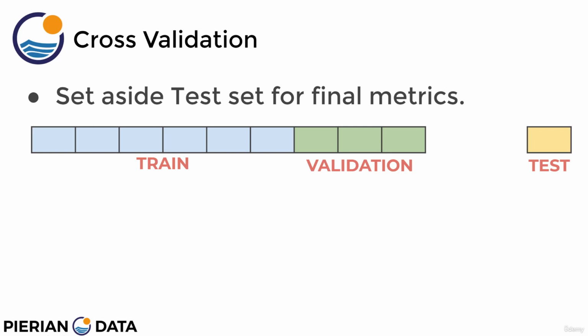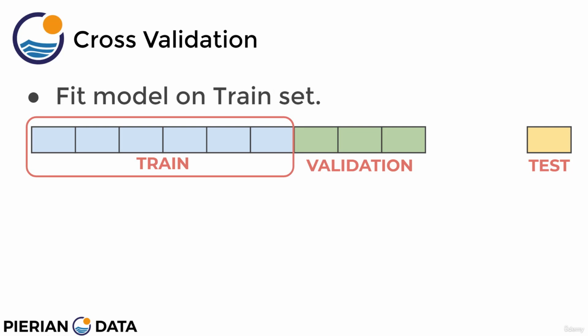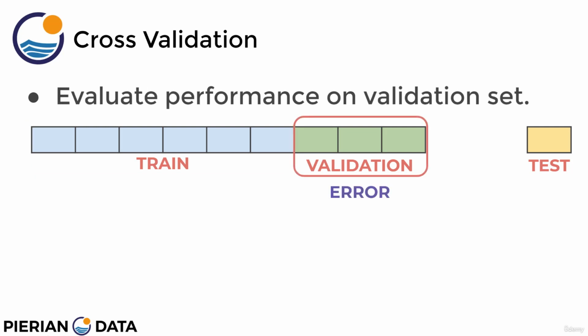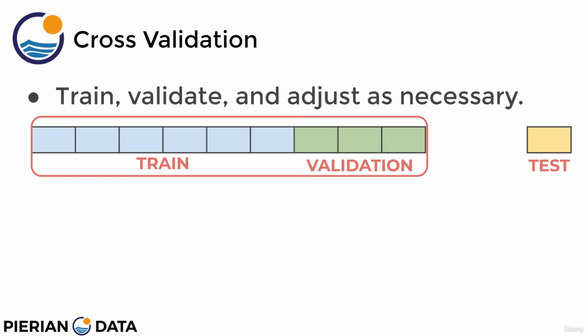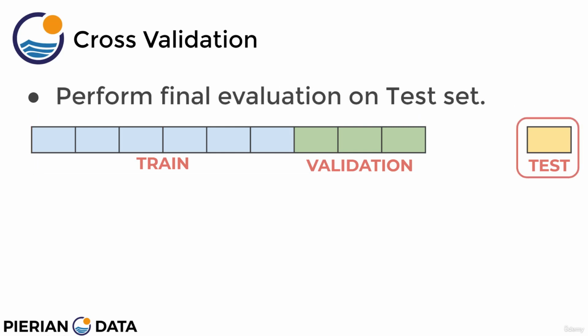Okay. So what you're going to do is once you've done the train, validation, test split, you set aside the test set, and sometimes it's called a holdout set because it's going to be for final metrics. And then, as we know, we fit the model on the training set, we evaluate model performance on a validation set, get some sort of error metric, and then we can go back and adjust hyperparameters as needed on the model and essentially repeat this process as many times as needed, where we train, validate, and adjust hyperparameters. Once we're satisfied with this, we're going to perform a final evaluation on the test set.